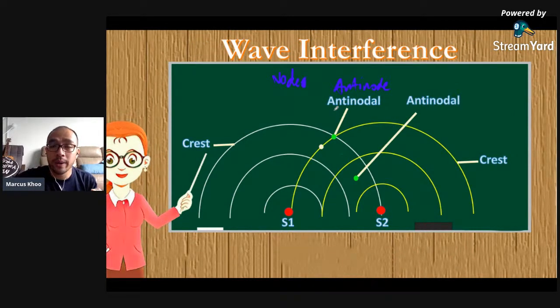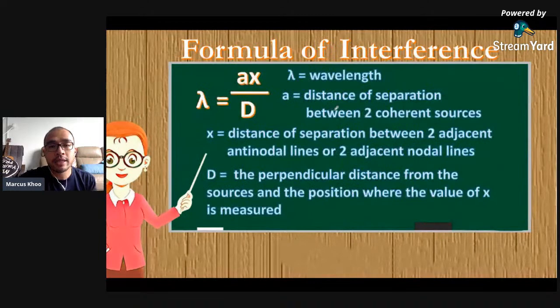This is how you draw wave interference. One last thing. There is a formula that is involved when it comes to interference, and this formula explains three very important relationships. Number one, this is the formula: lambda, which is wavelength, equals AX over D. A is the distance of separation between two coherent sources. X is basically the distance between two antinodes or two nodes. And D is the perpendicular distance from the sources, where it's very long.